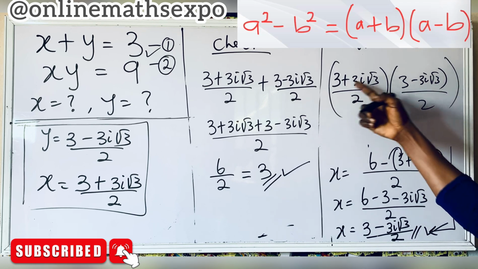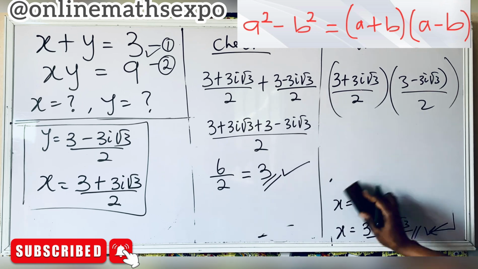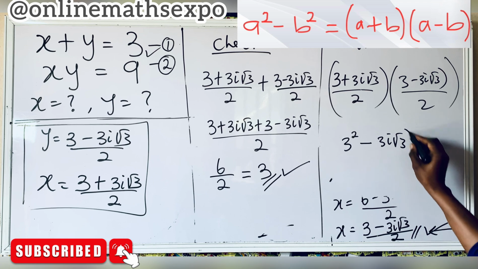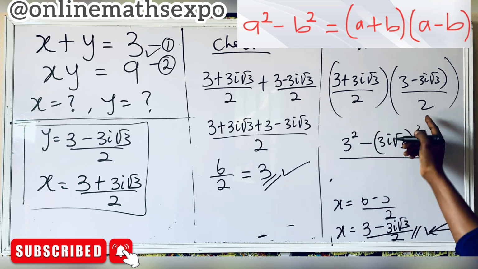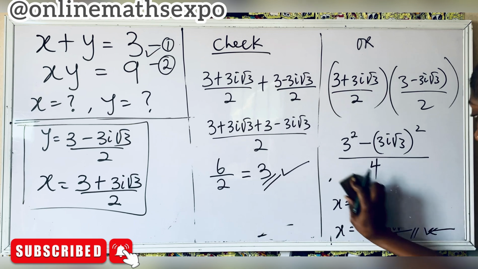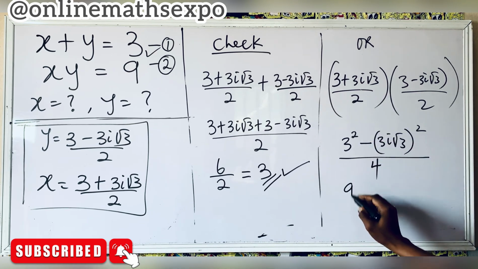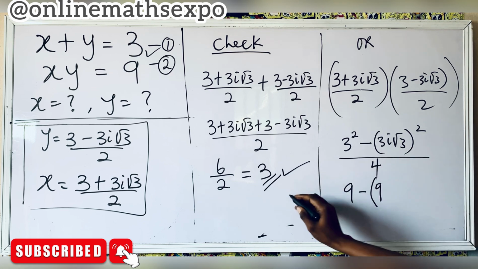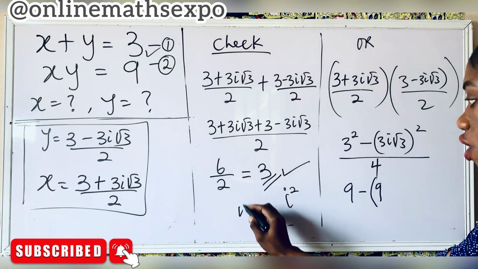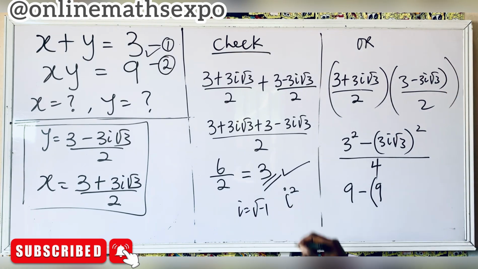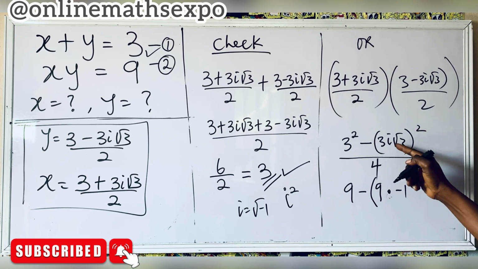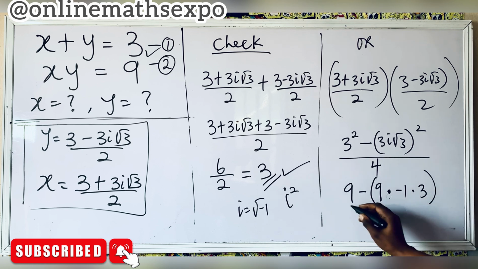You will notice this is difference of two squares. So if you apply it there, you are going to have 3 squared minus 3i root 3 all to the power of 2 all over 2 multiplies 2 is 4. So what happens there? 3 squared is 3 times 3 is 9. And this we multiply, we have 9. This i, when it is squared, remember your i is root of -1. So when you square it, it becomes -1. So we're going to have this multiplied by -1. This square we cancel the root, we have 3 all over 4.